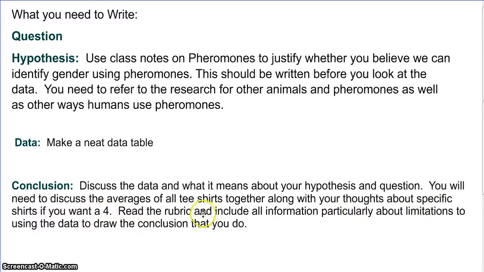You need to read the rubric. Read the rubric, read the rubric, read the rubric. Include all information, especially those about limitations. And if you're not sure if it's good enough, you could always bring it to me next week and I'll check it over and tell you whether you got it correct or not and whether you need to add some more to it. Remember, this is your last attempt, so you want these to be your very best scores.